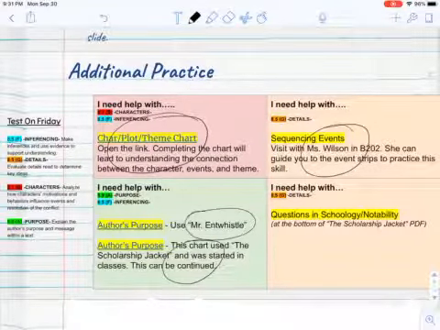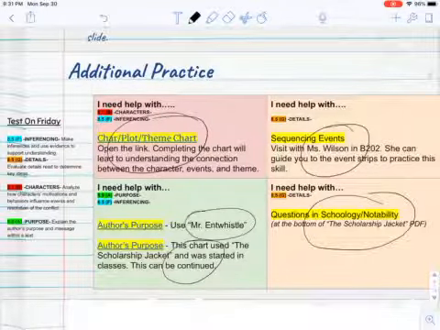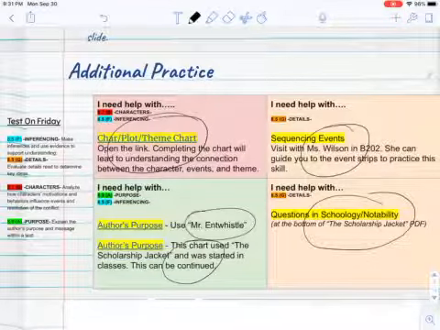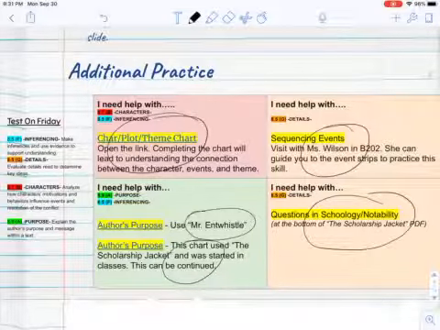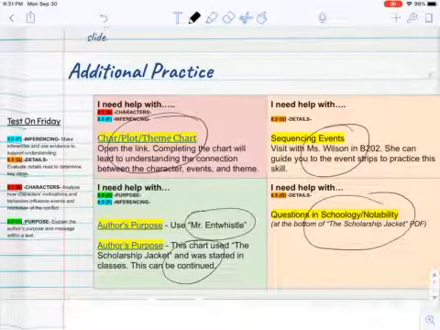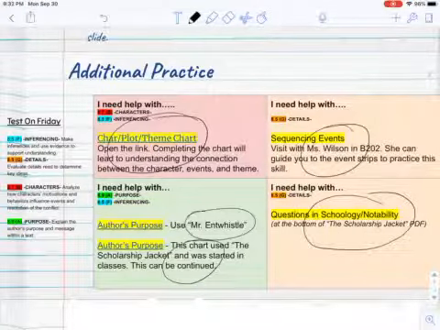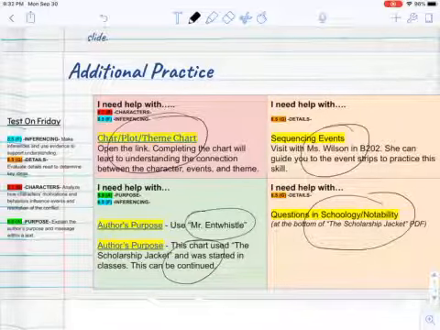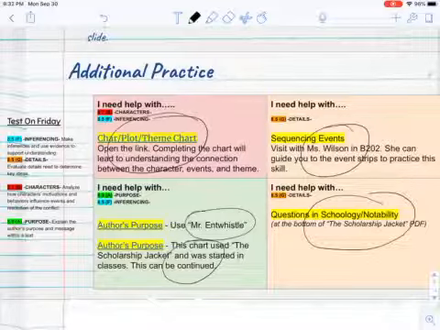And lastly, looking at details, the questions that we put in Notability underneath the scholarship jacket is still there. I think it was the 4th page on our PDF, so you can look at those questions. I tried to keep them pretty general so that you could use them with a scholarship jacket, and you can also use them in the next couple days when preparing for your test and reading An Hour with Abuelo.